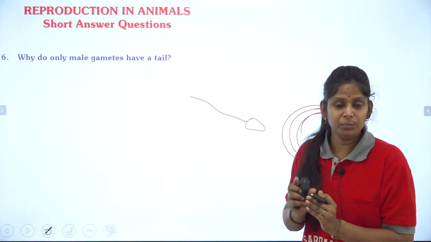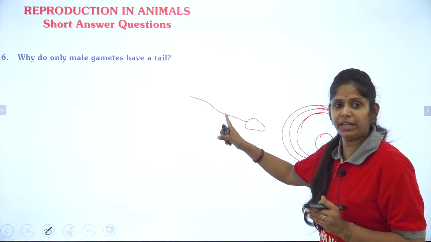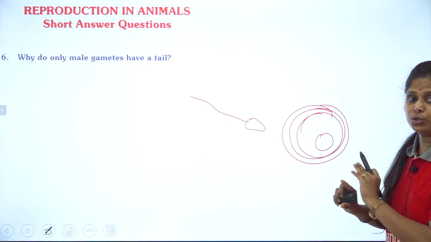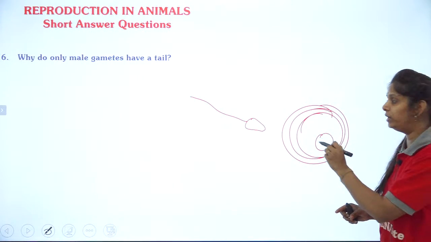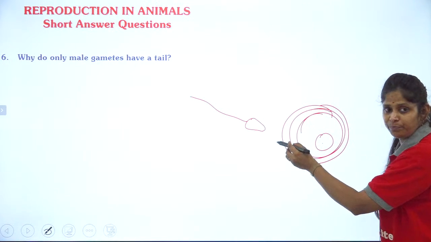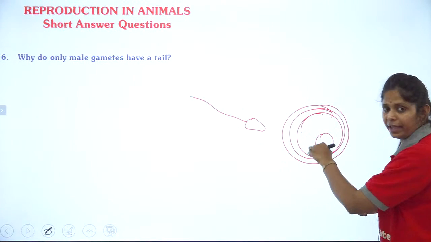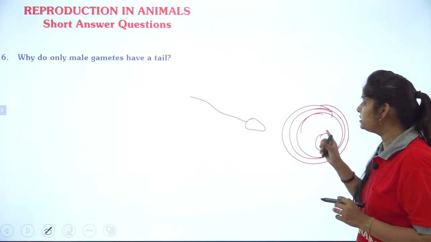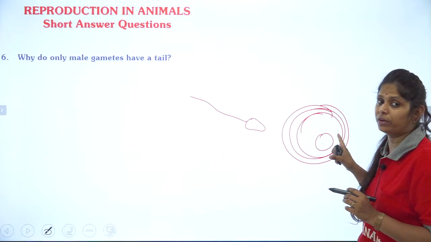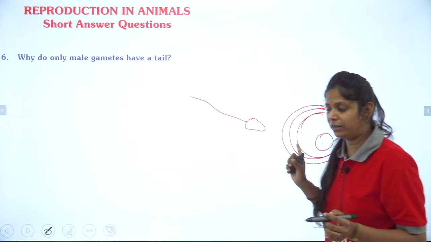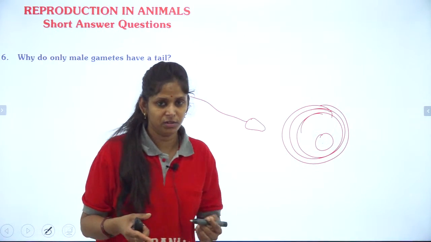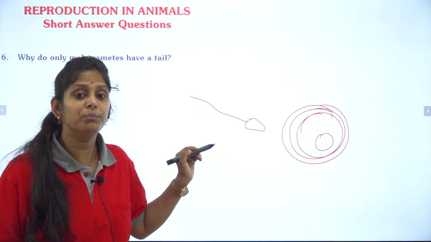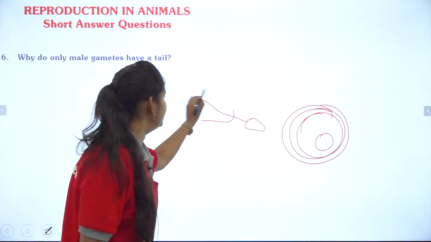to facilitate movement. Yes, with the help of the tail, they can reach the egg, because there is no movement in the egg, there is movement only in the sperm, and always sperm comes to the egg. So this tail helps the sperm to reach the egg, and then only its nucleus enters the egg to fertilize it, and this fertilized egg is converted into zygote for further development to form an individual. Clear? So that is why, to facilitate the movement of the sperm, they have this tail.